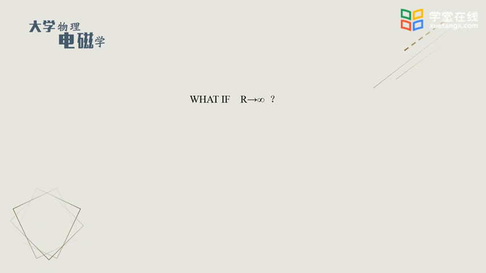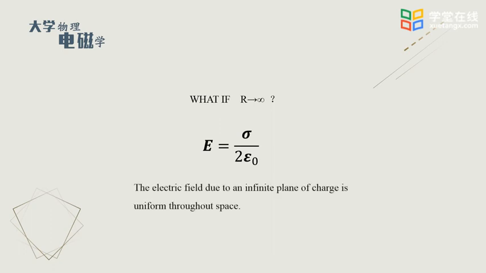If r approaches infinity, the magnitude of the electric field becomes this one. This is the same expression that we obtained for x much smaller than r. We understand that if r approaches infinity, everywhere is near field, so the result is independent of the position. Therefore, the electric field due to an infinite plane of charge is uniform throughout space.